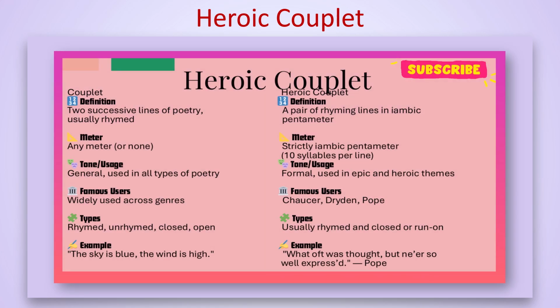The main difference of couplet and heroic couplet is that in couplet 2 successive lines of poetry usually rhyme, whereas in heroic couplet, a pair of rhyming lines is in iambic pentameter, the specific strict iambic pentameter is followed. 10 syllables per line.